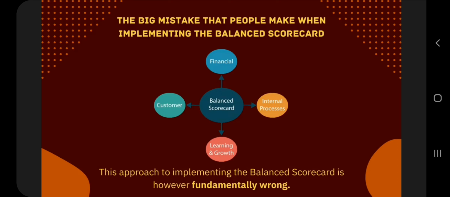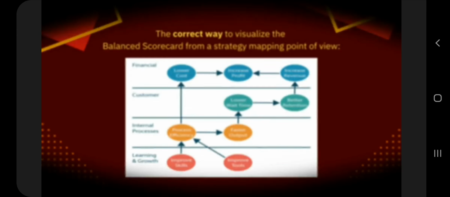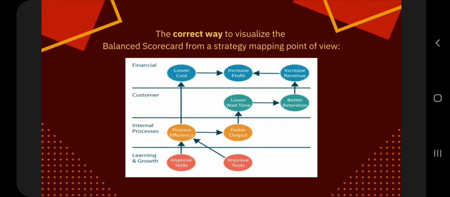This technique, like the one depicted in the diagram that appears when we search the term Balanced Scorecard on the internet, is erroneous. From a strategy mapping point of view, the diagram depicted is a proper approach to visualize the balanced scorecard. The balanced scorecard is not a series of equally weighted perspectives. Rather, it is a process of ensuring that you are nailing each of the perspectives, beginning at the bottom, since each perspective unlocks the one above it, with the goal of increasing profitability.